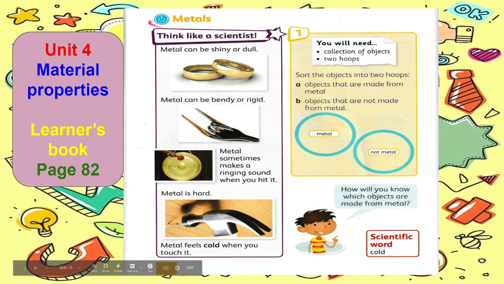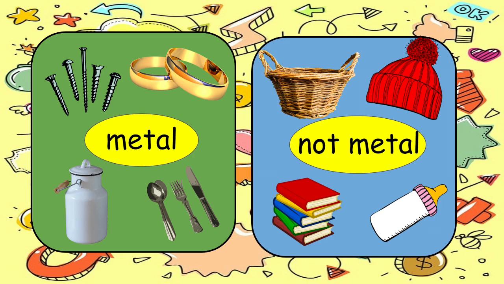Now let's talk about the properties of metal. Metal can be shiny or dull. It can be bendy or rigid. Sometimes it makes a ringing sound when you hit it. Metal is also hard and it feels cold when you touch it. These are objects that are made from metal, and these objects are not made from metal. But how will you know which objects are made from metal?